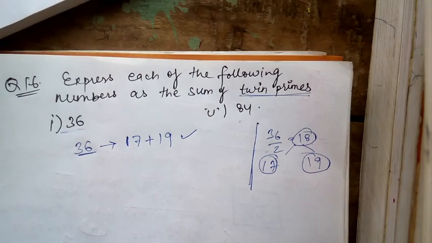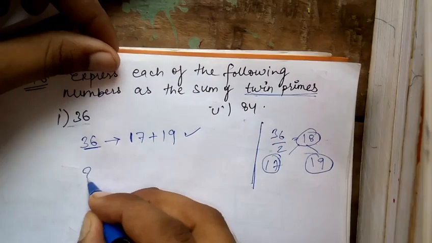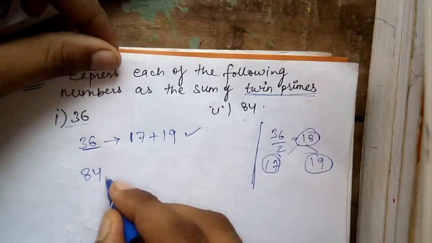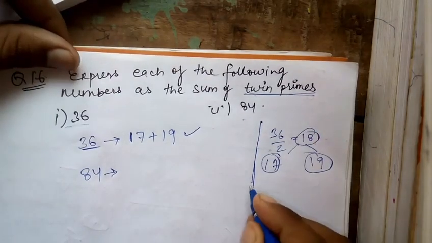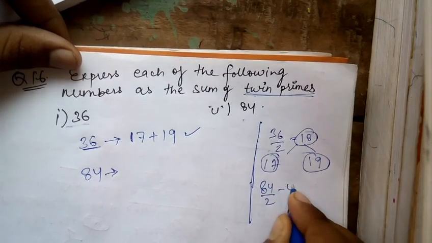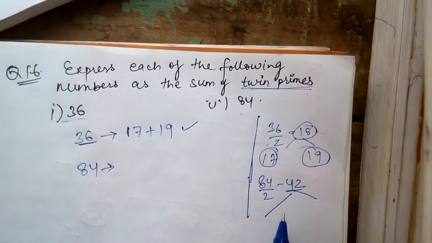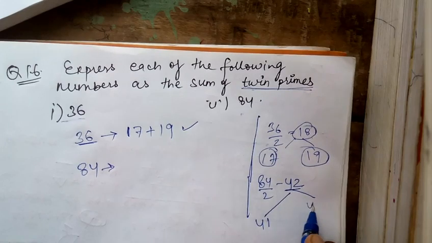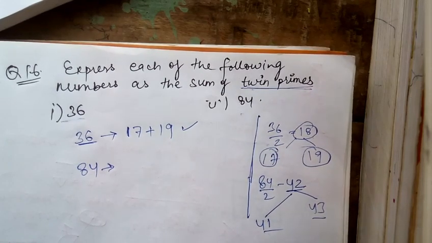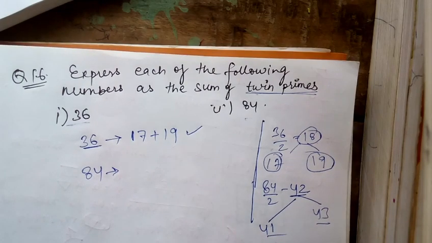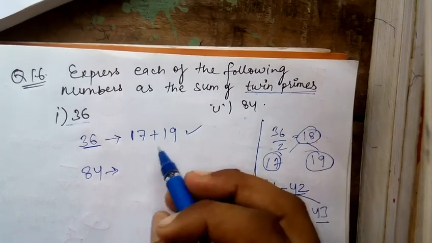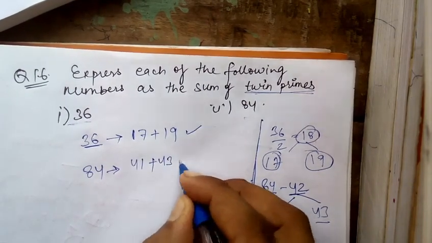This is our answer. Similarly, if we express 84 as a sum of twin primes, first we have to halve 84. We get 42. Now we have to think of two numbers around 42 which are odd and prime. We can easily find that 41 and 43 are two odd numbers and they are prime also. So 84 can be written as 41 plus 43.